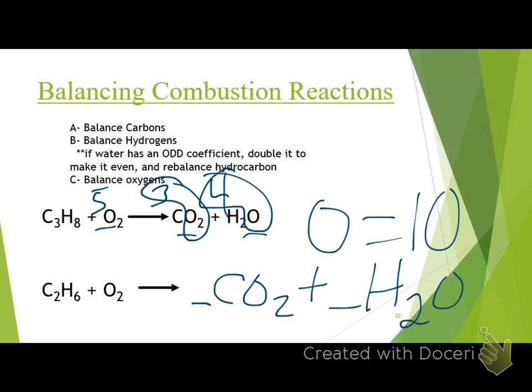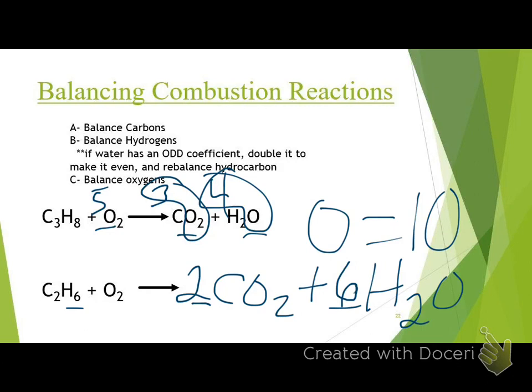So here we go. Balance your carbons. I have 2, I have 1. How many of you started like that? Put a 2 there. Balance your hydrogens. Sorry, I have 6 on the left. How am I going to get 6 on the right? Put a 3 there. Then a little red flag should be going up in my head because it's odd. What do I do if it's odd? I double that number to make it 6. That's what I mean by that little note.